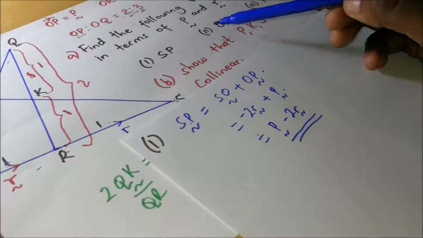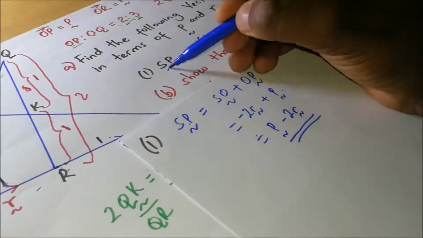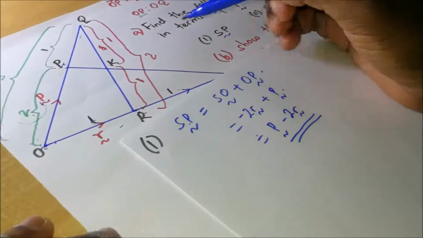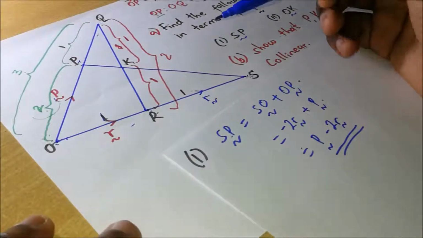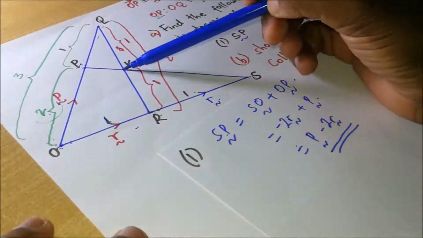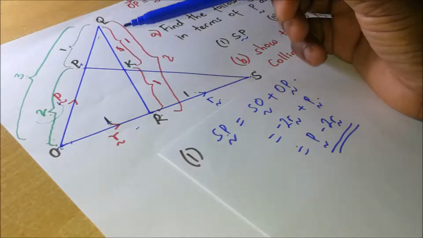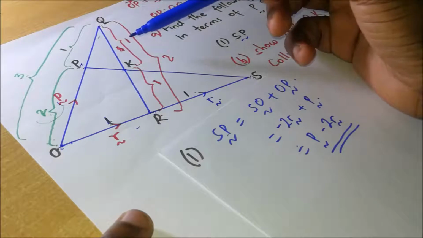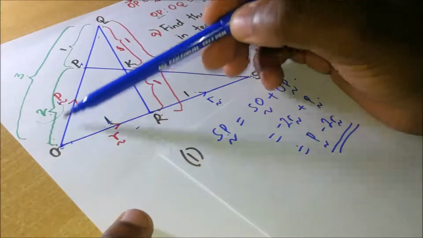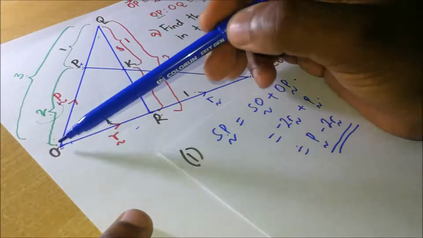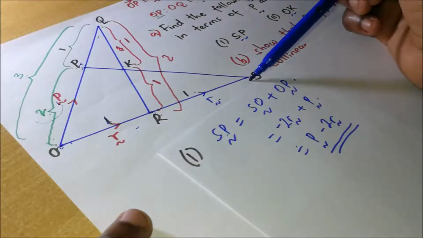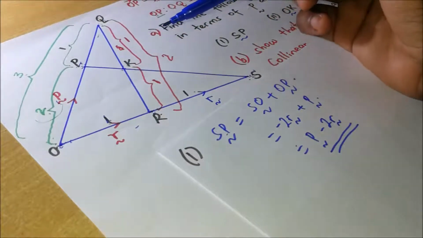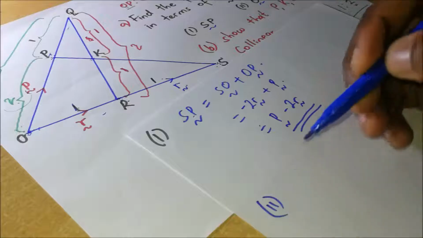It's okay. So let's go to Roman 2. That was SP right there. Let's go to vector OK. So to find vector OK, our O is here and our K is right there, and we need to get to there. So either I can move from OP plus PK, or I can move from OS to SK. Either way, I get to the destination that I want.